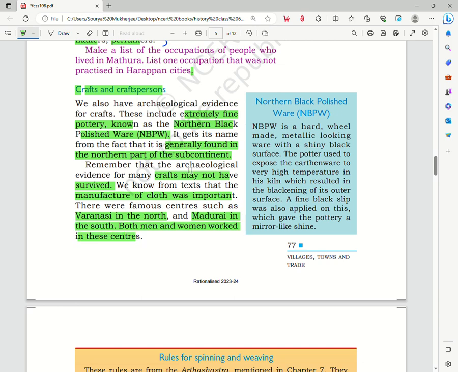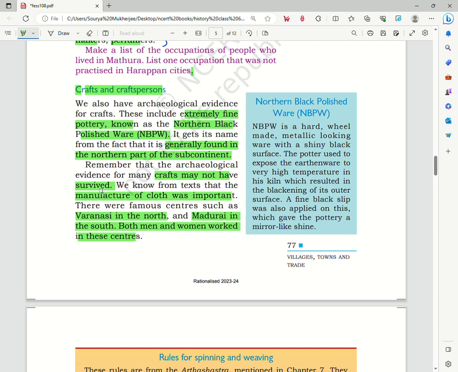So we see that regarding the different crafts that existed during these times, we get physical evidence such as these Northern Black Polished Ware. These were mainly found in the northern part of the country, as the name suggests. Other than such pottery, there is also evidence of weavers, that is, cloth manufacture. This was also quite an important industry during this time. The important centers of cloth manufacture were Varanasi in northern India and Madurai in southern India. And in this industry, both men and women worked to manufacture cloth.